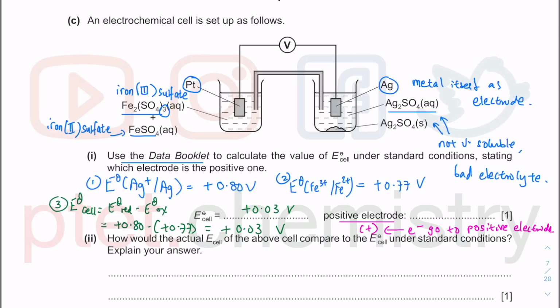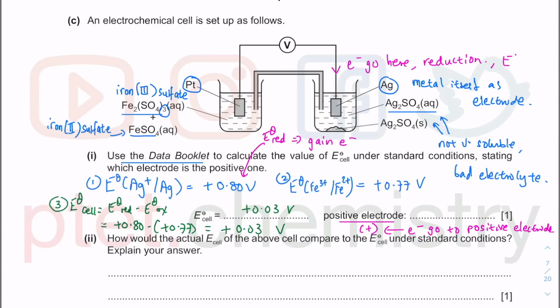Now, which one is the E red? The E red is the more positive one. So this is E red. E red is where you gain electrons. You gain electrons at the E red. So electrons go to the E red. The E red is the Ag plus and Ag. So electrons go here, because it is reduction here.